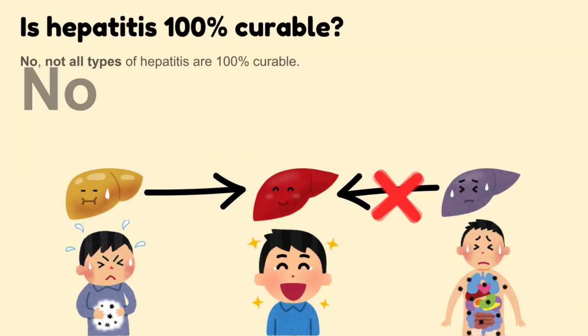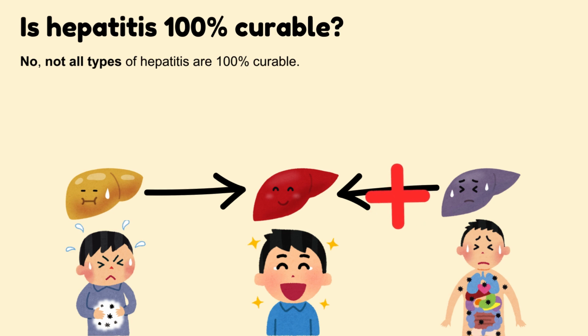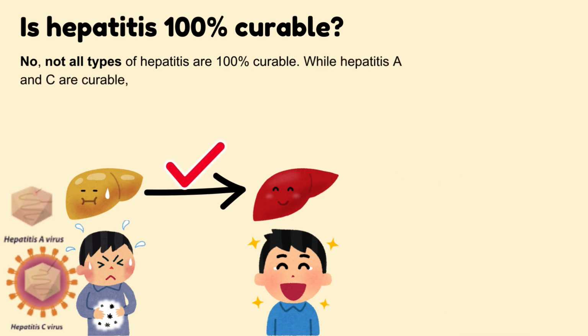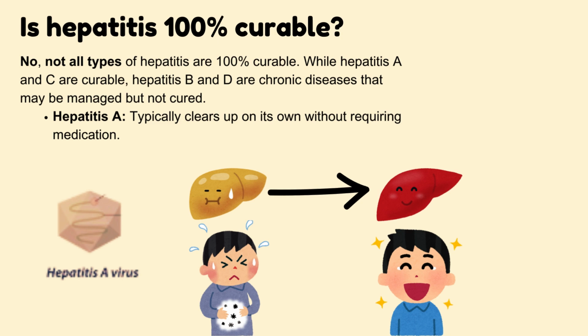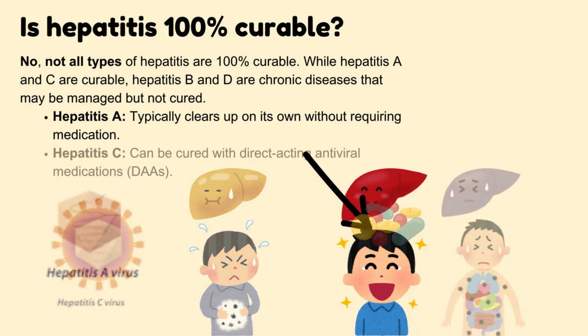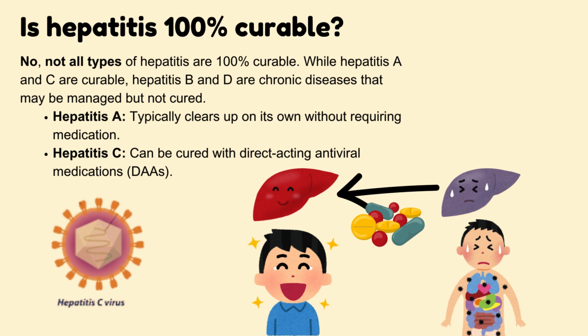Is hepatitis 100% curable? No. Not all types of hepatitis are 100% curable. While hepatitis A and C are curable, hepatitis B and D are chronic diseases that may be managed, but not cured. Hepatitis A typically clears up on its own, without requiring medication. Hepatitis C can be cured with direct-acting antiviral medications.